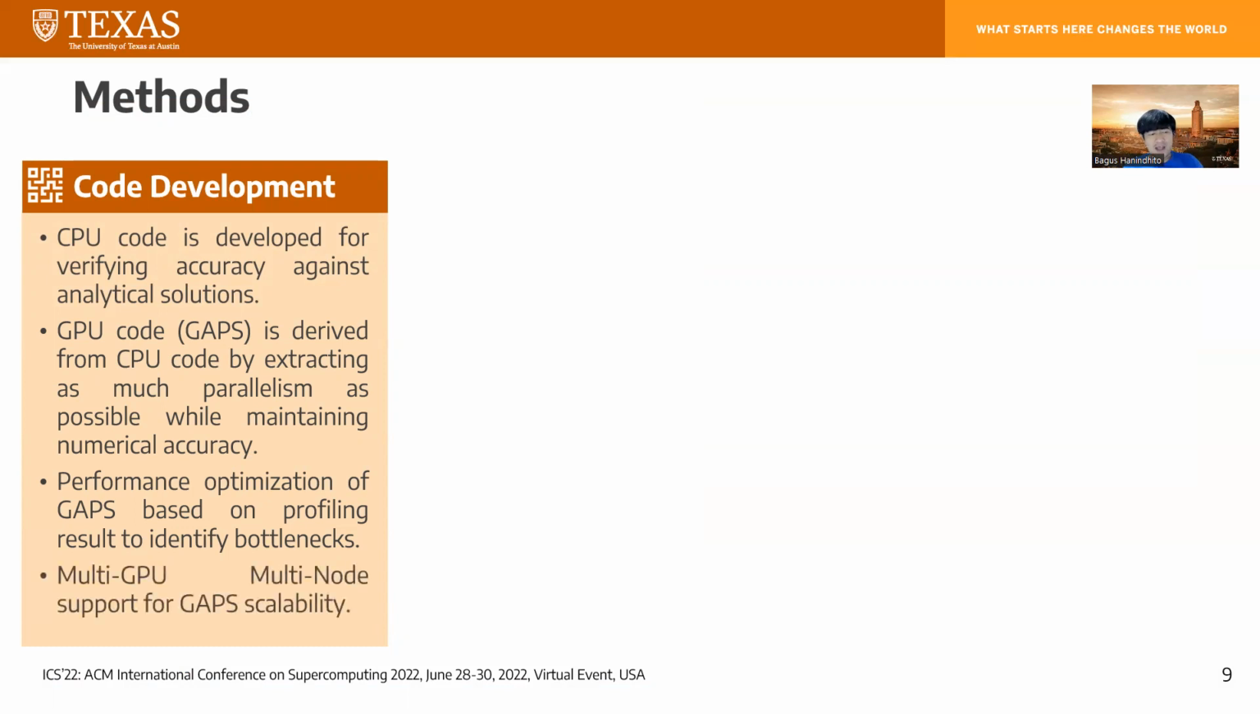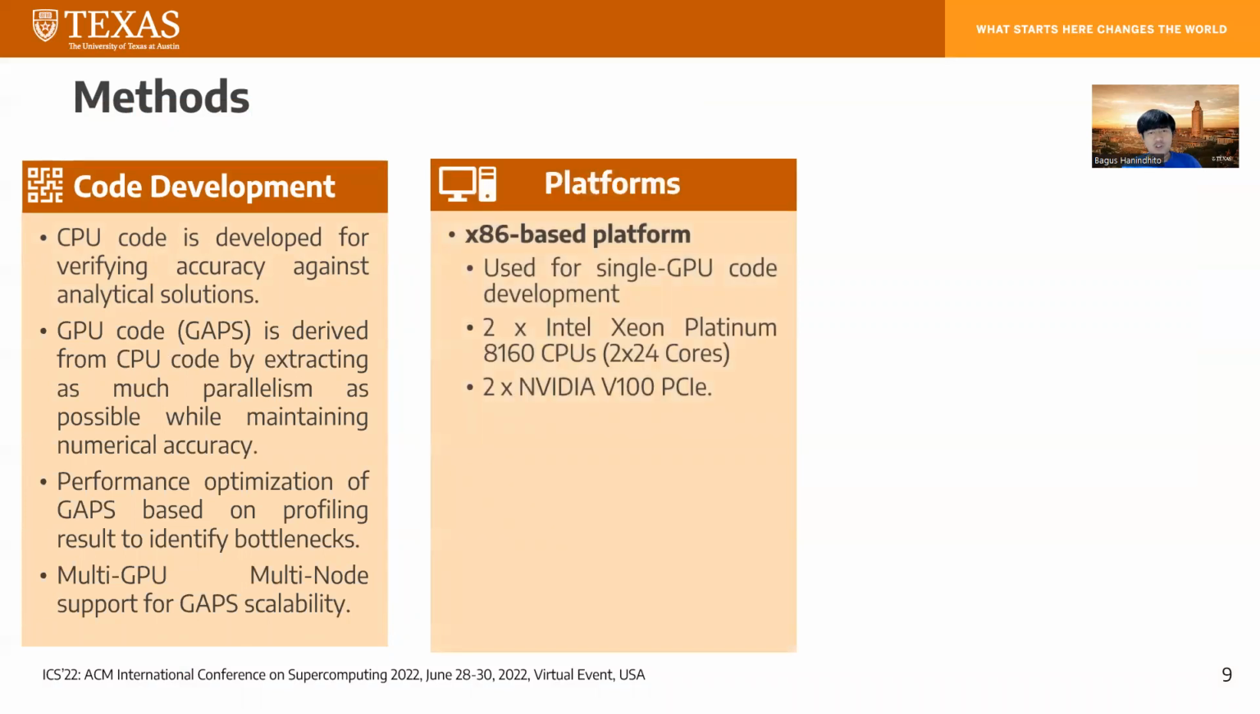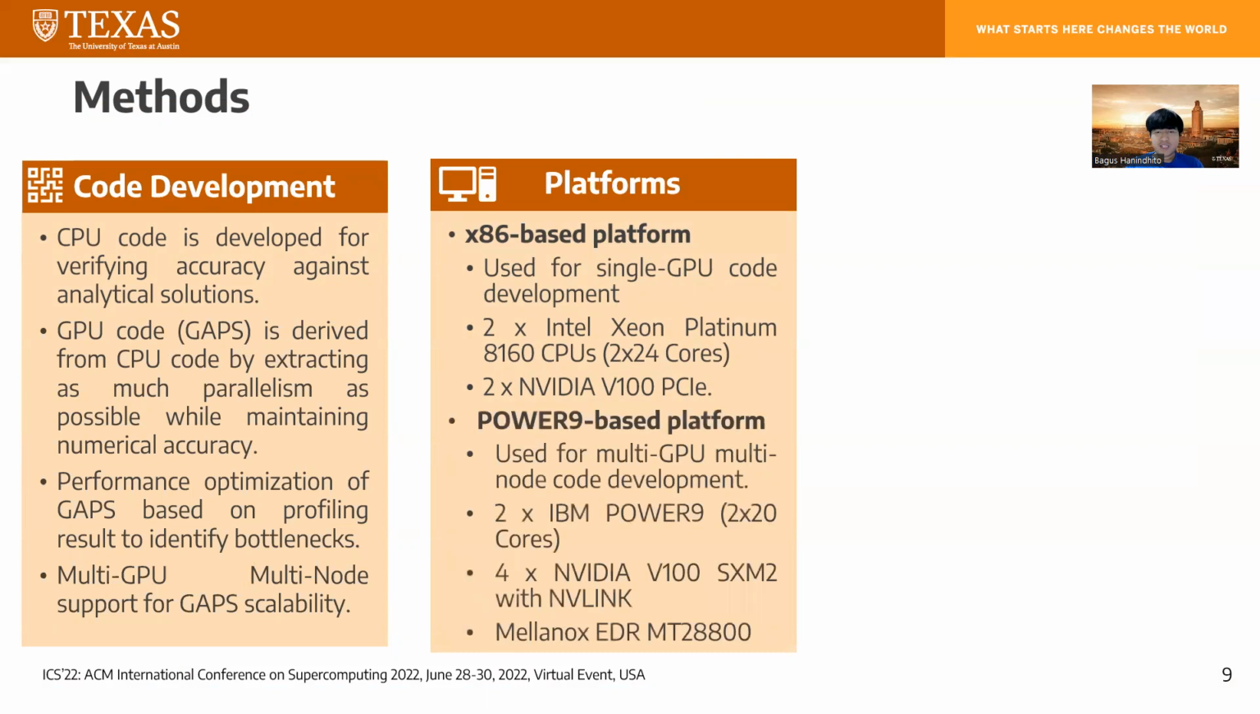And then to support large problem sizes, we extend GAPS to use multi-GPU with multi-node HPC clusters. We use two kinds of platforms: the x86 platform, which has two NVIDIA V100 PCIe GPUs. It is mainly used for single-GPU development, while the Power9-based platform is used for multi-GPU, multi-node code development because it has 4 NVIDIA V100 SXM2 with NVLink in each node, and we have 128 nodes available. And each node is connected with Mellanox EDR InfiniBand.